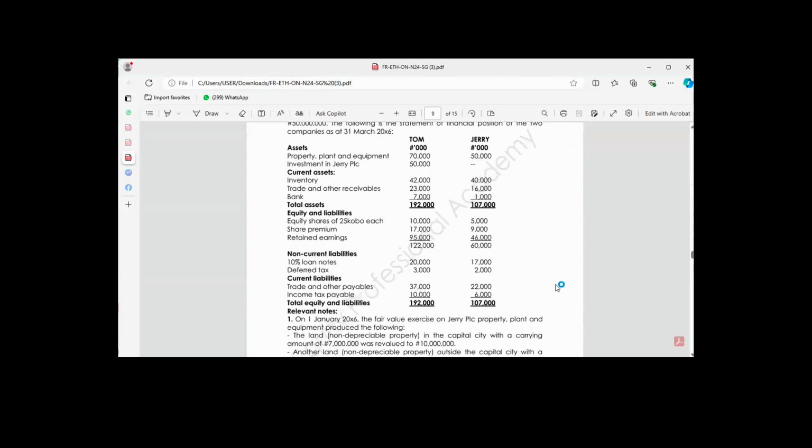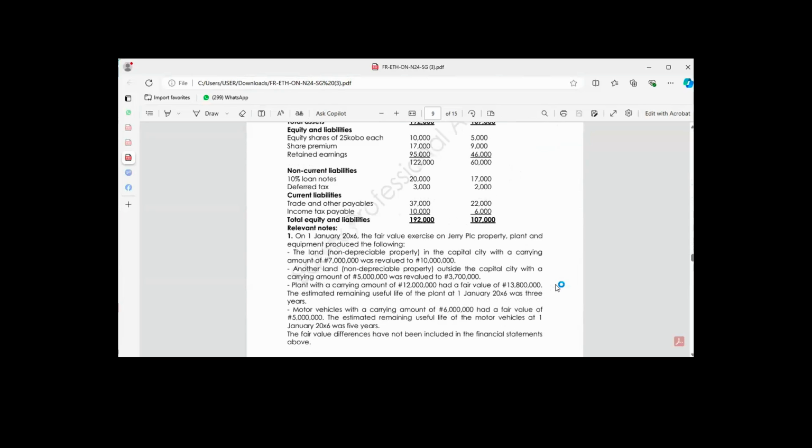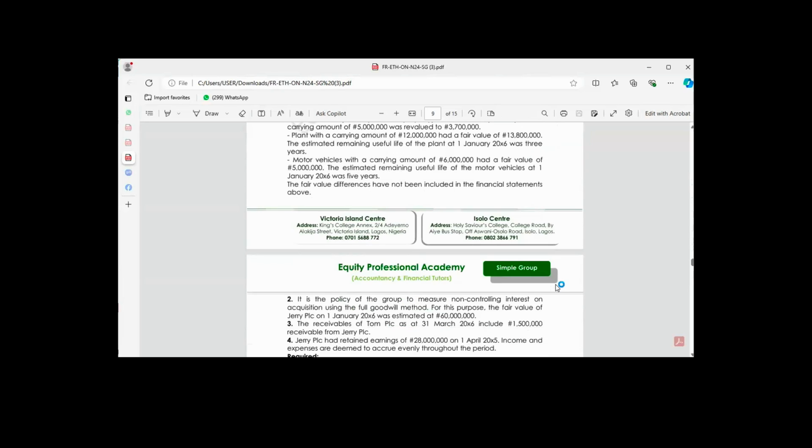Look at this term now. It is the policy of the group to measure non-controlling interest at fair value for goodwill. For this purpose, the fair value of Jerry, the name of the subsidiary, will be measured. The fair value of Jerry on 1st January was estimated to be 60 million. That means if I want to buy Jerry completely, 100%.